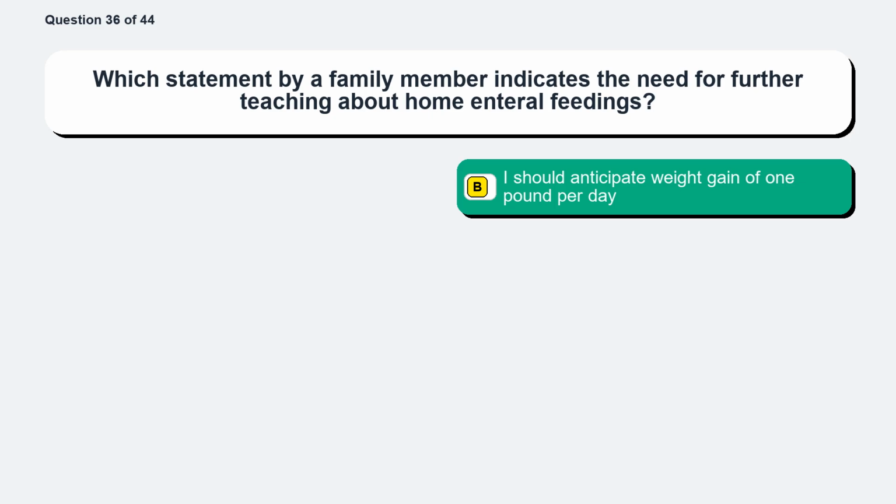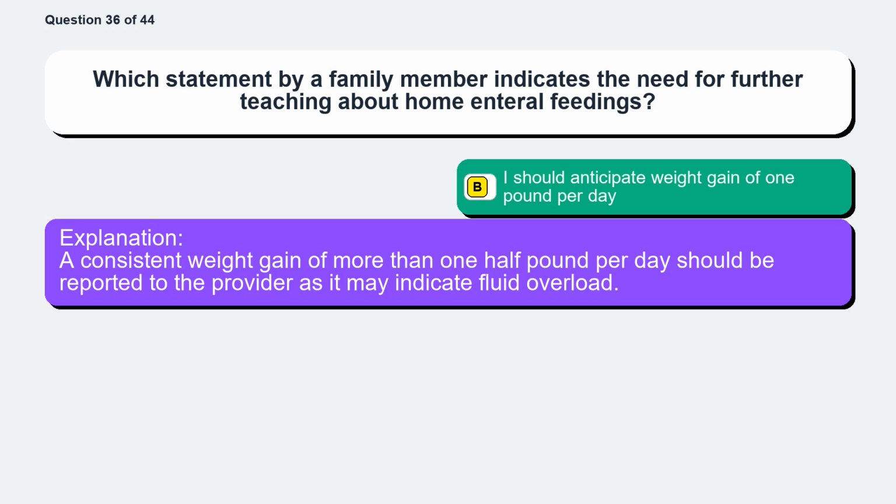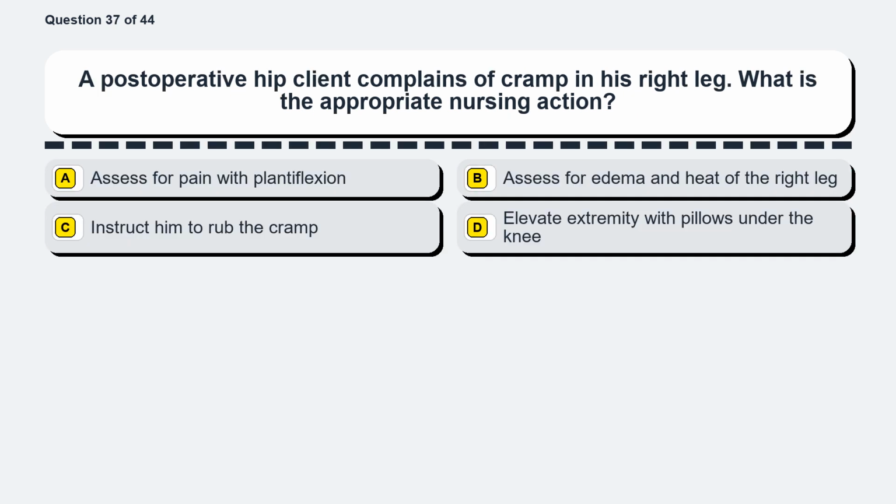The correct answer is option B, I should anticipate weight gain of 1 pound per day. A consistent weight gain of more than 1/2 pound per day should be reported to the provider, as it may indicate fluid overload. Question 37. A postoperative hip client complains of cramp in his right leg. What is the appropriate nursing action?